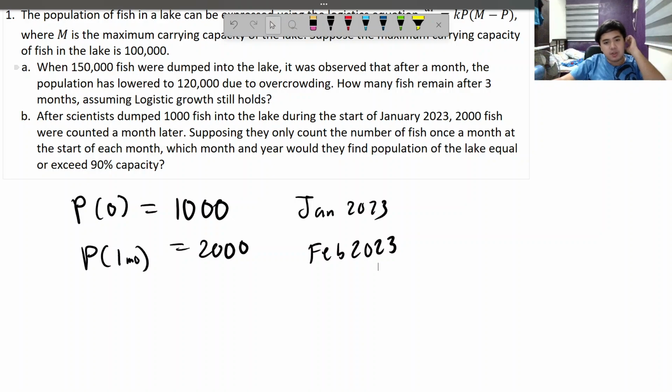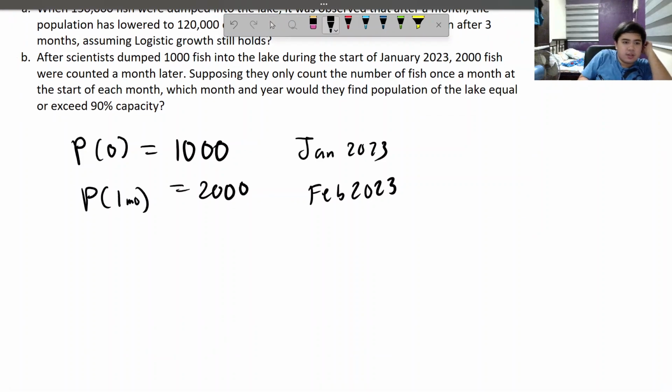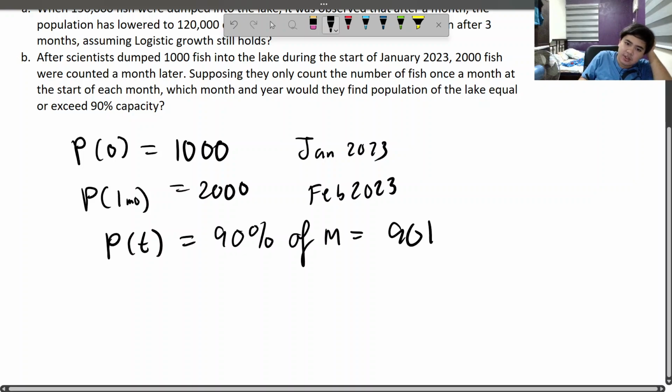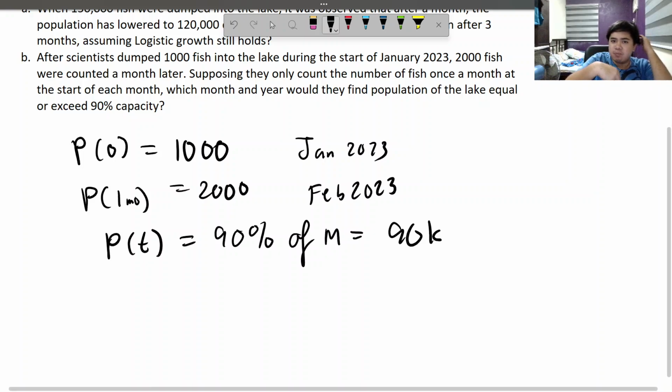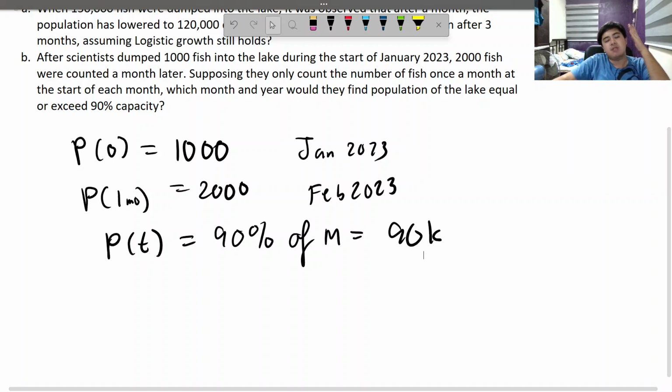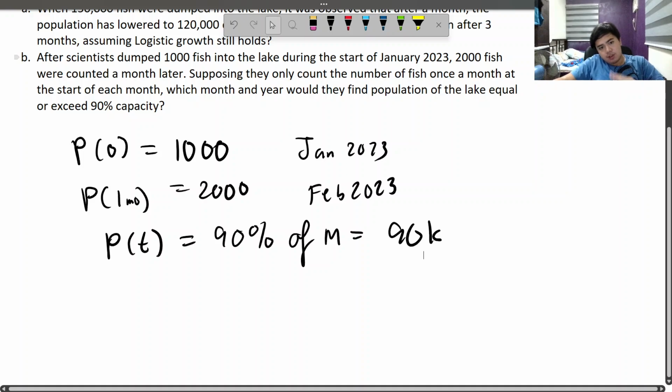To make our job easier, we need P of T, and we need T for which this is 90% capacity, or 90% of M. This is 90,000. What month and year would they find the population of the fish equal or exceed 90% capacity? So that's what we're trying to find. First, we need to find time T. How do we find that?